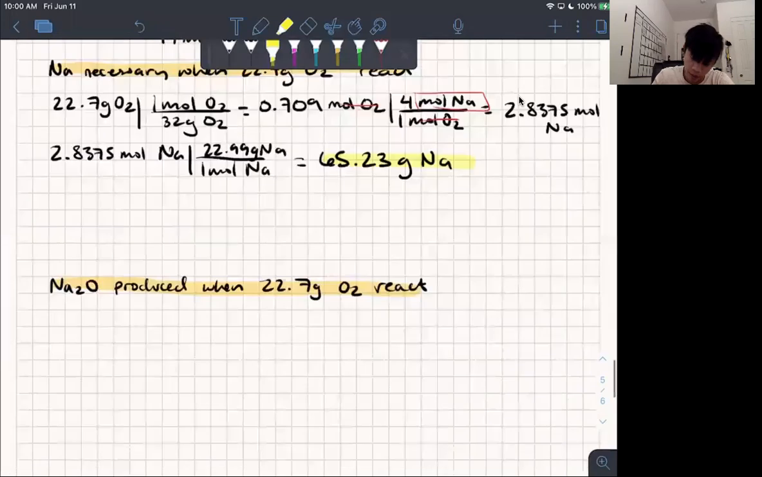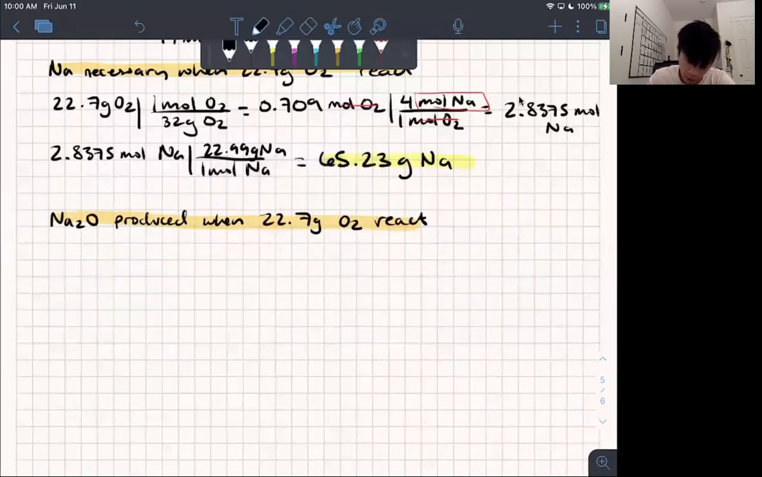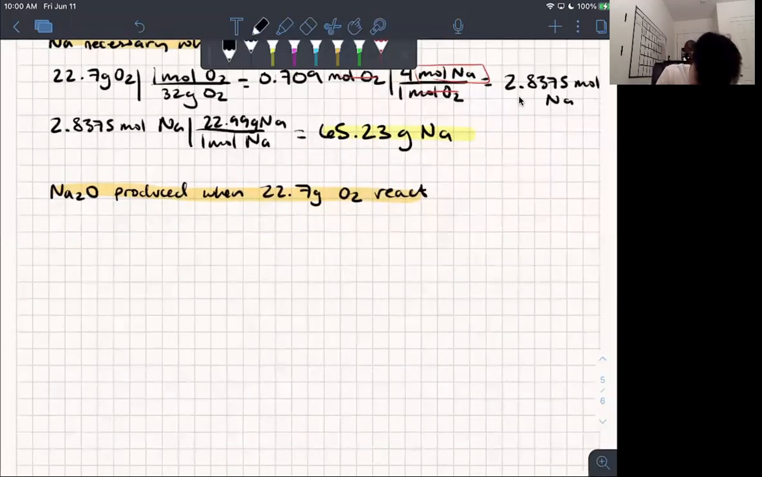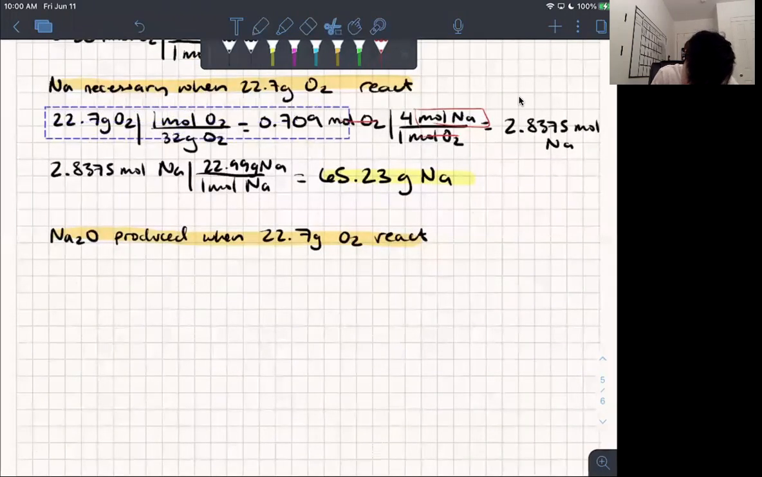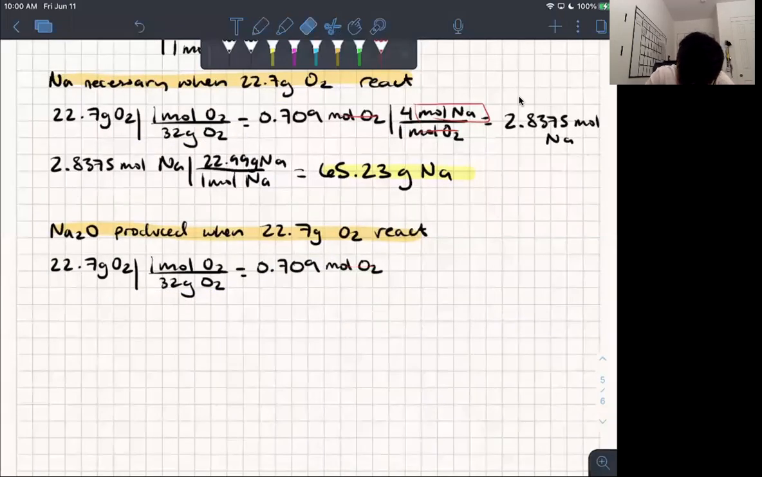And now let's do this last scenario, because again, I'm not too sure if that was a typo in the question or not. So let's assume that we're trying to figure out how much Na2O is produced when this amount of oxygen reacts. Same thing, we convert oxygen into moles. I'm just going to copy this down because that's the exact same thing. Okay. So now we've converted this into moles.